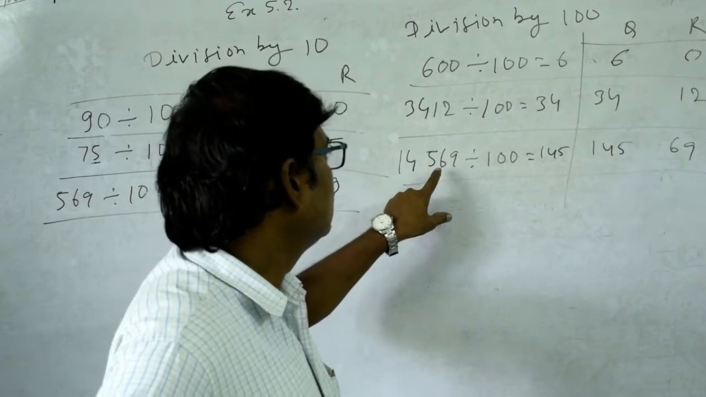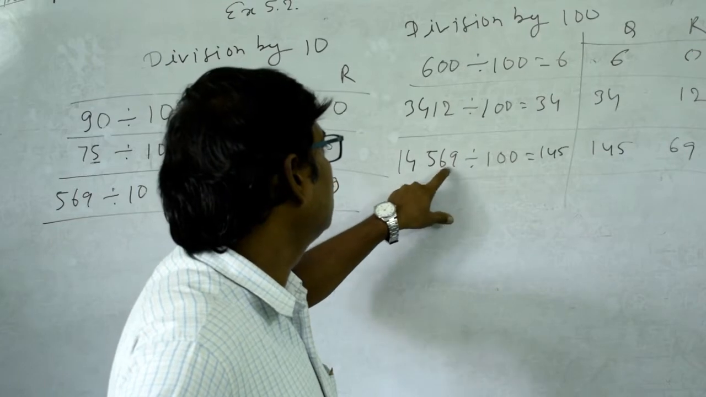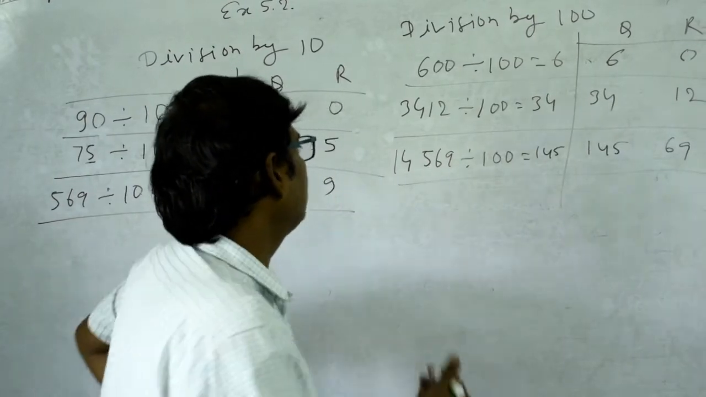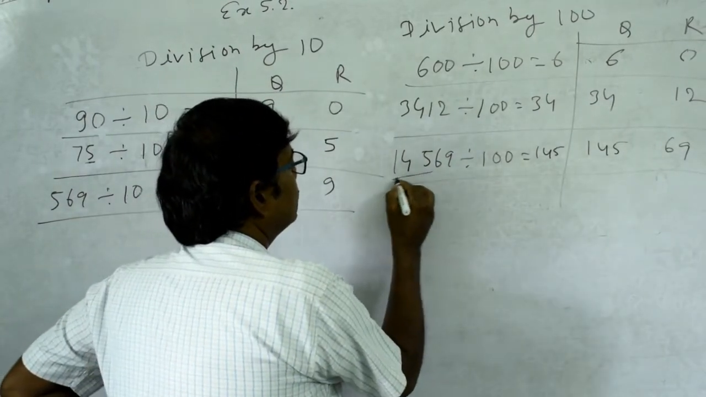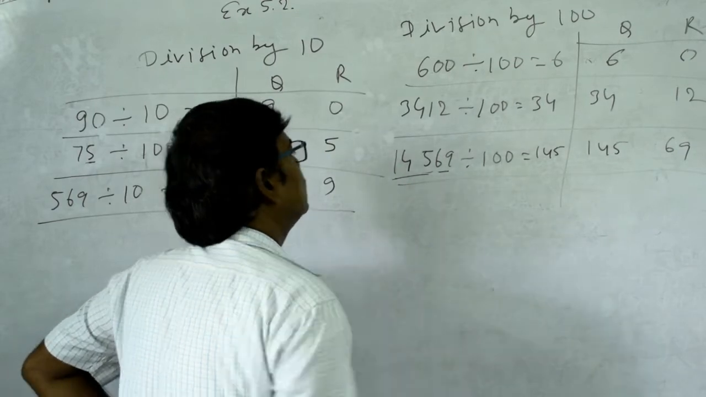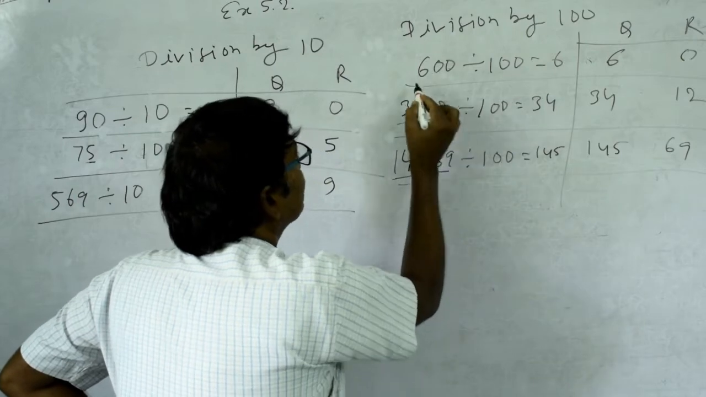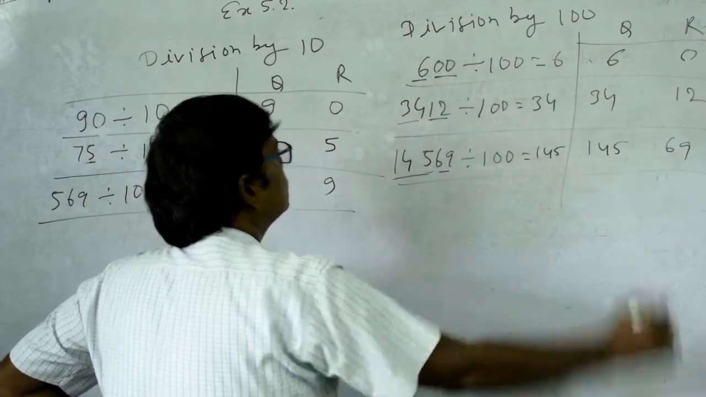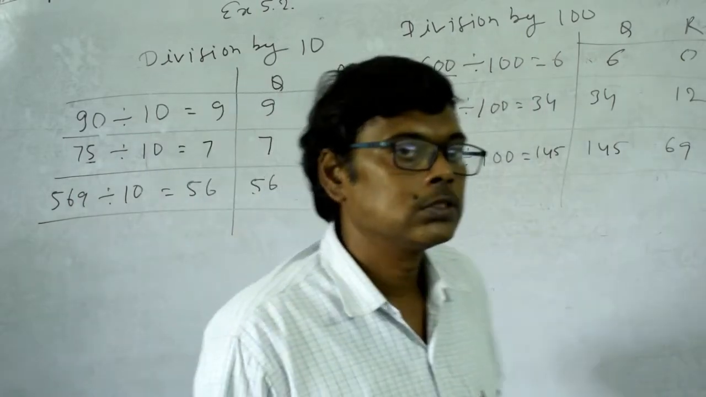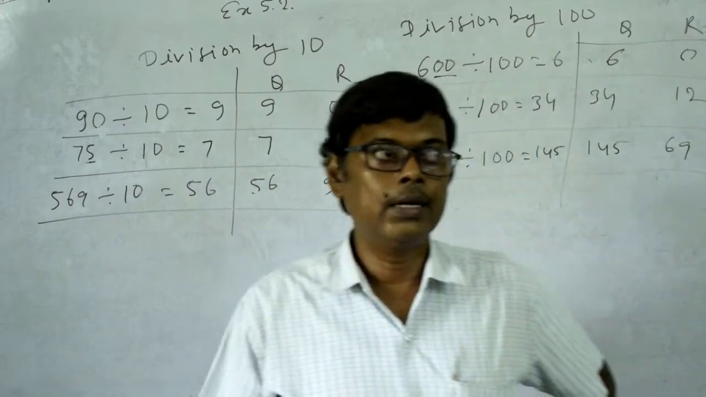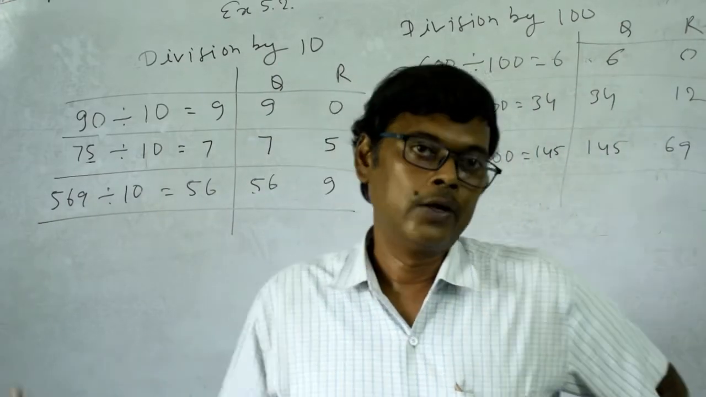Similarly here also, this 69 will be the remainder and this 145 will be the quotient. And here 34 is the quotient and 12 is the remainder, and here 6 is the quotient and 0 is the remainder. So this is the rule when you divide by 10 and then by 100.